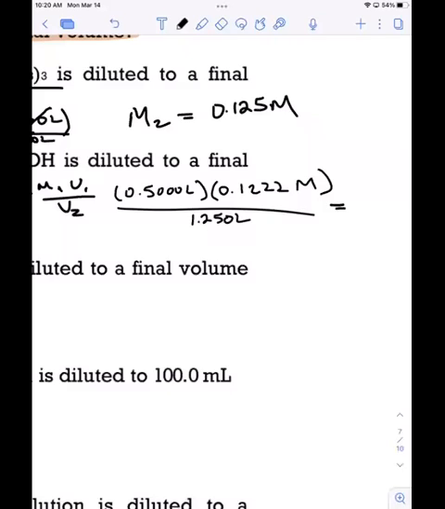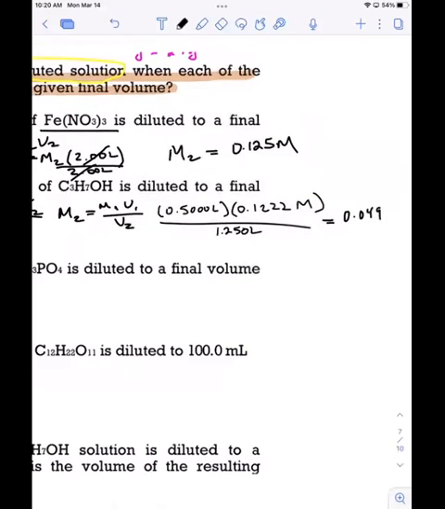Anybody? 1.25. Anybody got that? 0.049 molar. Yeah, I got that. All right, good.